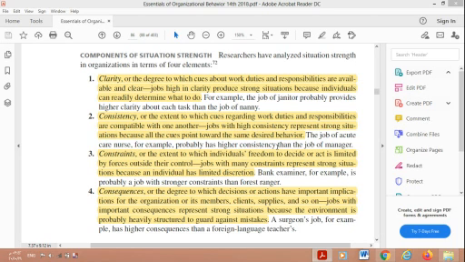The fourth one is consequences. It is the degree to which decisions or actions have important implication for the organization or its member, such as clients, customers, suppliers, government, and so on.